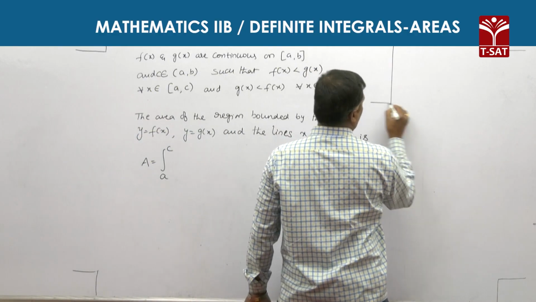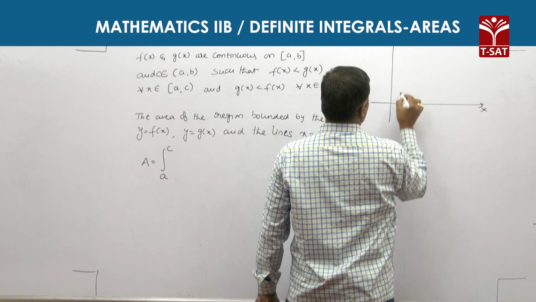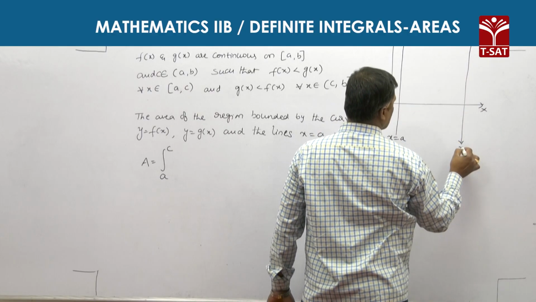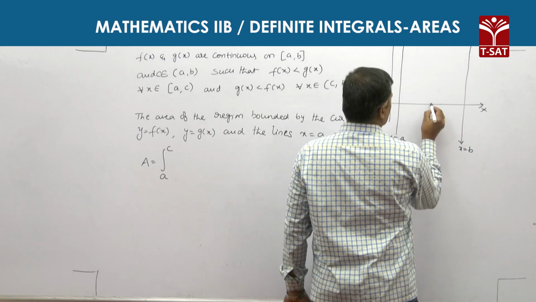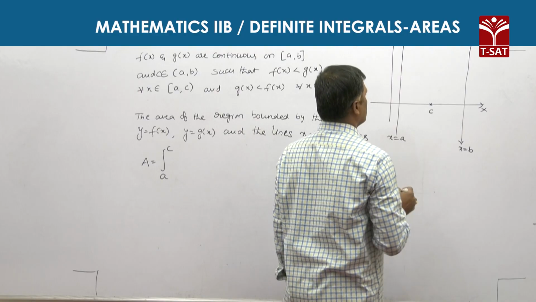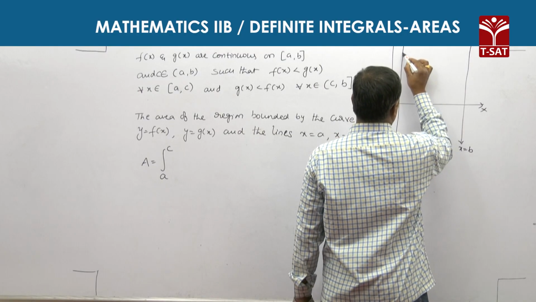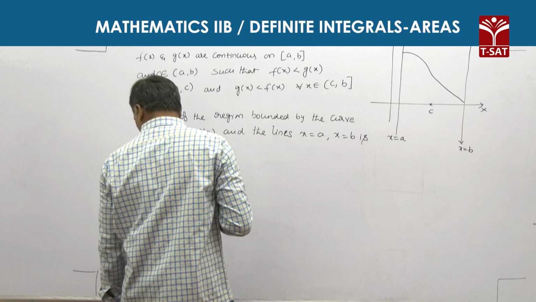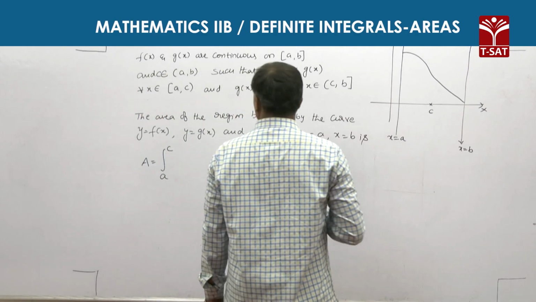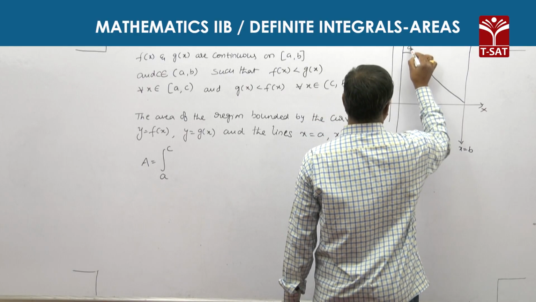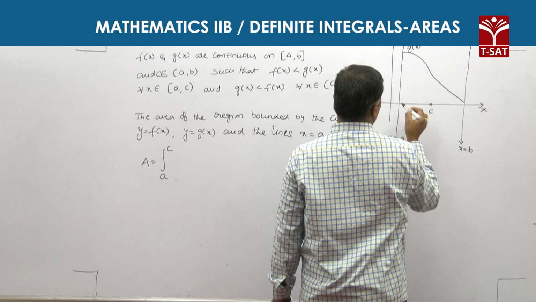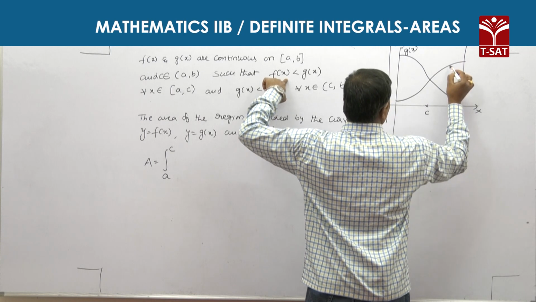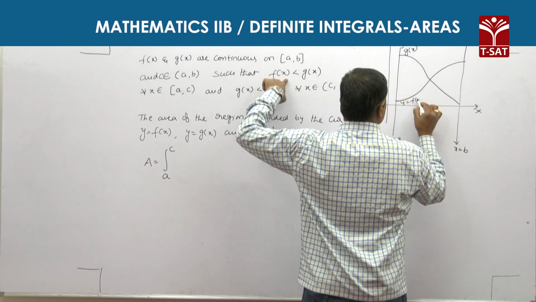See, x-axis, y-axis, this is x = a and x = b, and here c belongs to the open interval (a, b). Now the first curve: f(x) is less than g(x) means this is g(x), y = g(x), from the closed interval a to c, f(x) is less, so this is the curve y = f(x).